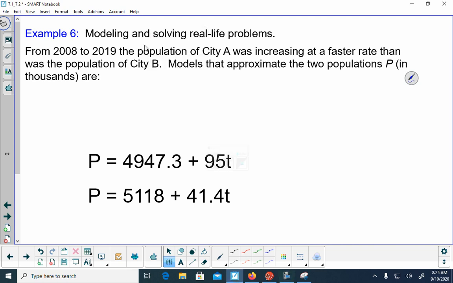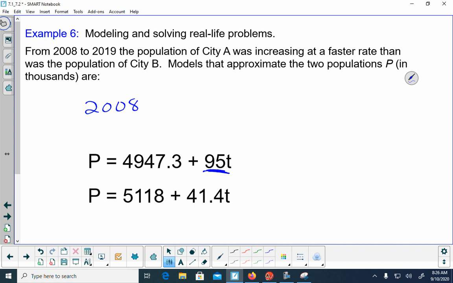This one says modeling realized, so from 2008 to 2019, the population of city A was increasing at a faster rate than the population of city B. The models approximate the two populations in thousands, and it gives you these two things. Just pointing out a few points here. So in 2008, that's going to be our time 0. So the population of this city in 2008 was 4,947. The population of city 2 in 2008 was 5,118.